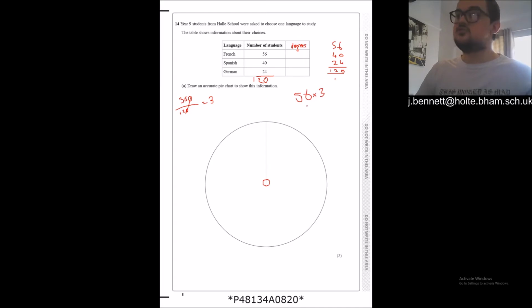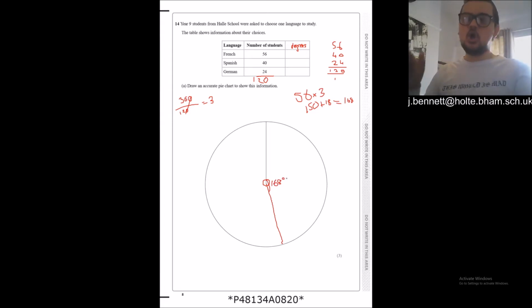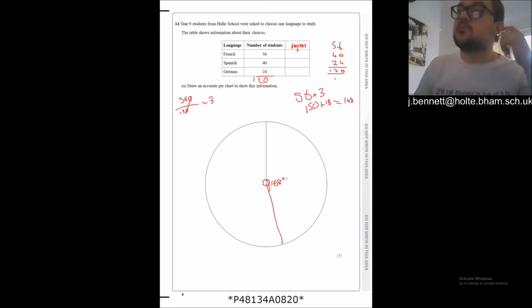50 times 3 is 150. 6 times 3 is 18. That total is 168, which is about there. I mean, like I said, all I can do is be rough. As long as you put 168 degrees. In fact, you have to draw it accurately, so you'd have to use a protractor and measure 168 degrees bang on. That's definitely wrong, because I've drawn it rough. But that's all I can do.